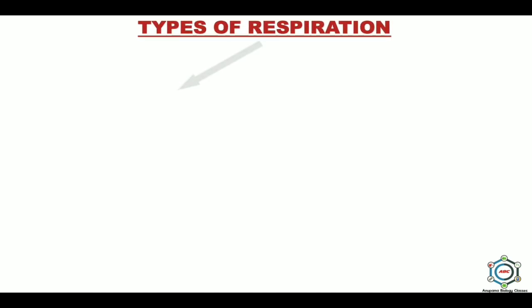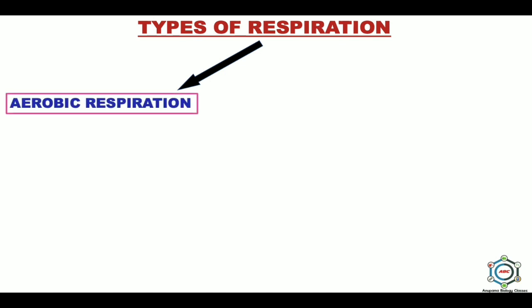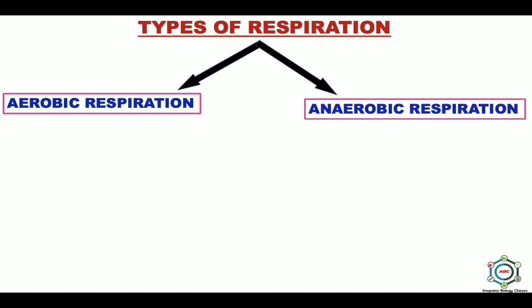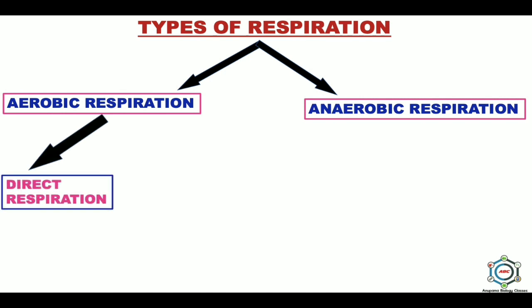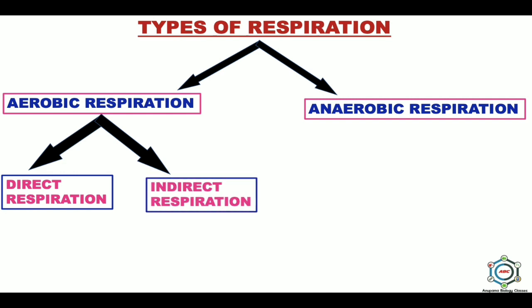On the basis of this, respiration is divided into two types. The first one is aerobic respiration, where oxygen is required, and the second is anaerobic respiration, where oxygen is not required. Now, this aerobic respiration is divided into two parts. The first one is direct respiration and the second is indirect respiration.